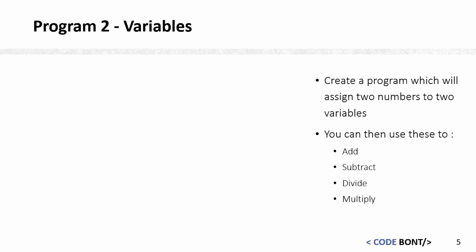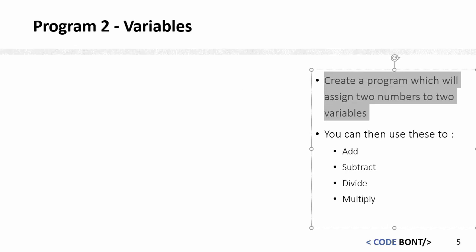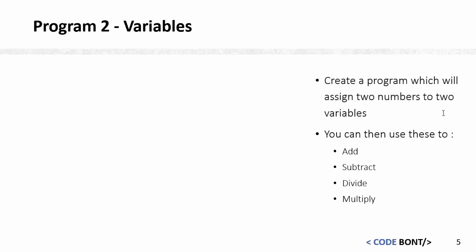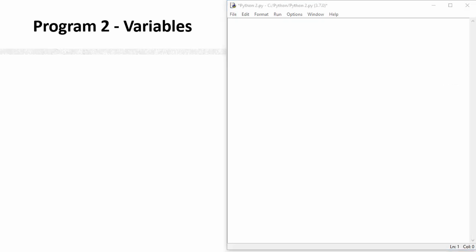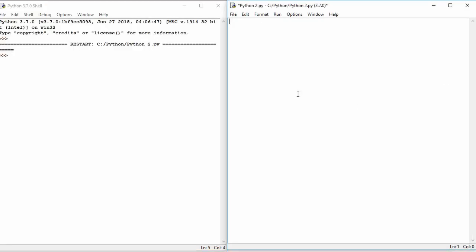Okay, in the second video we are going to look at the use of variables. Now what we're going to do is create a program which will assign two numbers to variables, and then we're going to basically add, subtract, divide and multiply, and we're going to take that a little step further. So I'm just going to get my code windows back up. So I've got my shell ready to run and I've got my code window here.